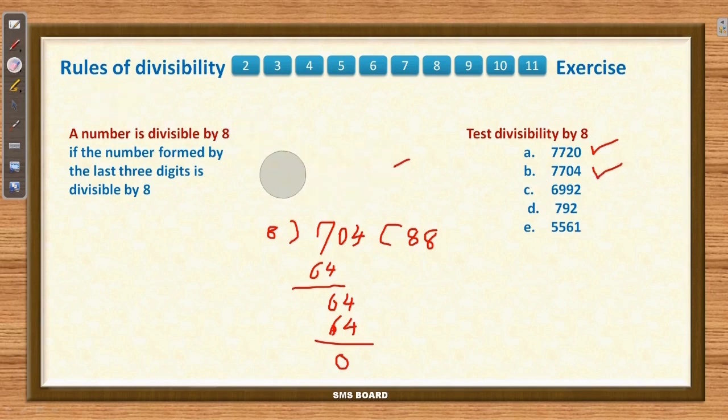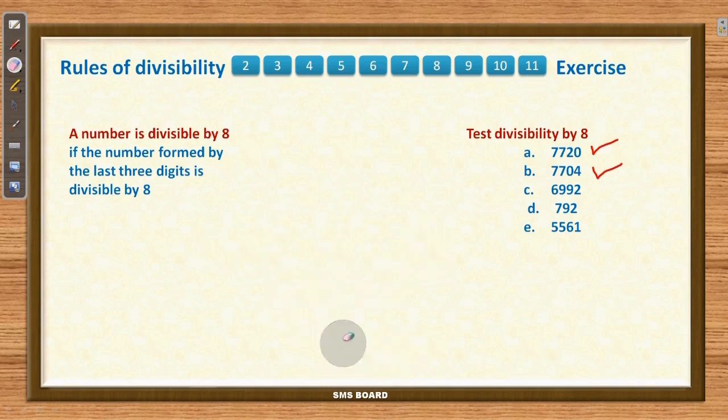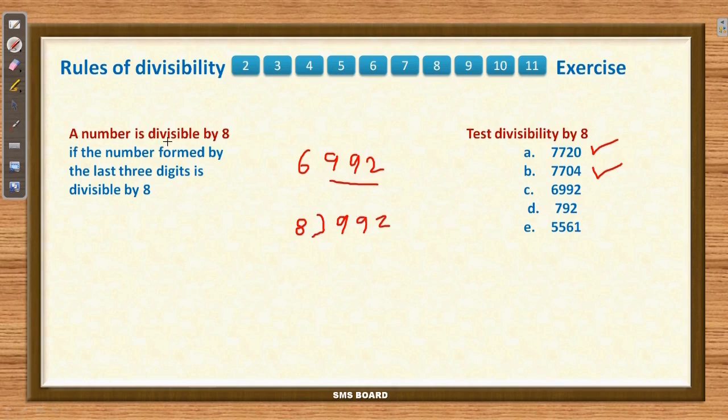Let us discuss the next problem, that is 6992. Here the number formed by the last three digits is 992. 992 divided by 8. The rule is a number is divisible by 8 if the number formed by the last three digits is divisible by 8.